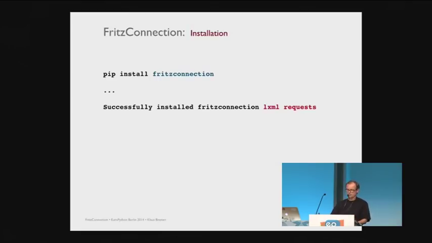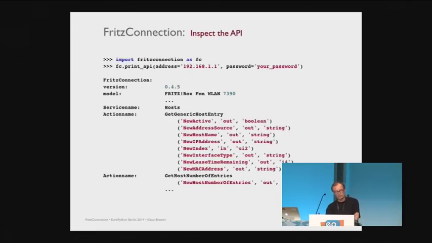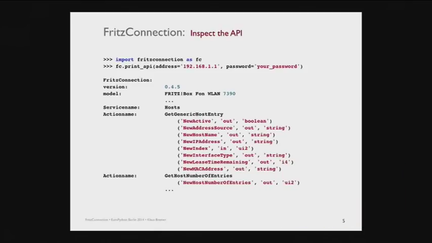Yes, to work with Fritz Connection, you first have to install it. That goes by pip install fritzconnection. And then you may have to wait some time because it depends on requests and lxml. And lxml might have to compile, so this can take a few minutes. But afterwards, you are able to inspect the API. This is just a two-liner. You say import fritzconnection as FC, FC to make a long word short, and then you say FC print API.